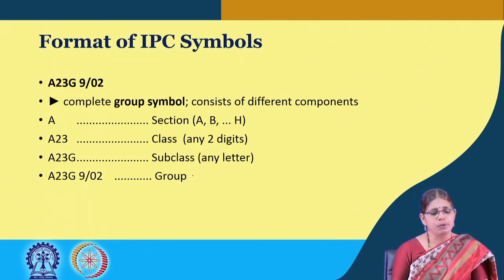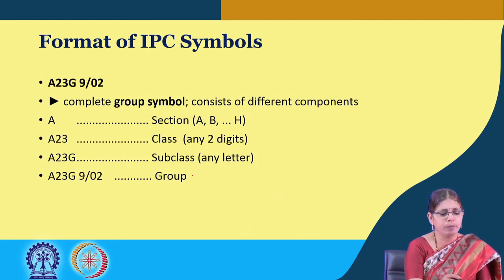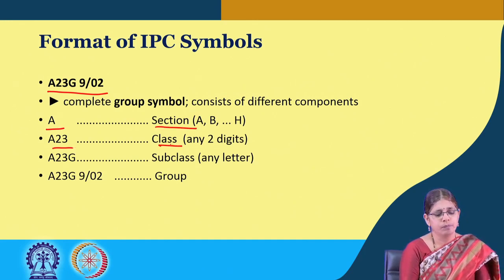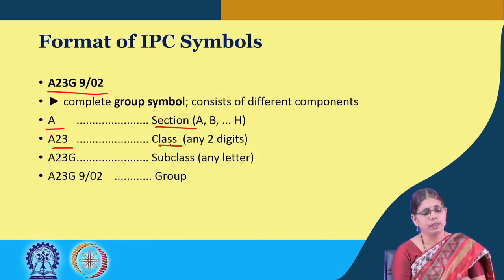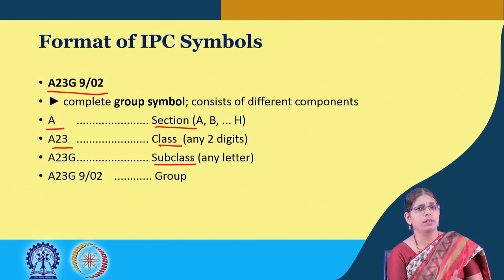This is one representation of that. Here you have a particular code which is A23G9/02. A is the basic class, that is the basic section, 23 is the class here, and then you have another letter which indicates the subclass, and within that there is a group.